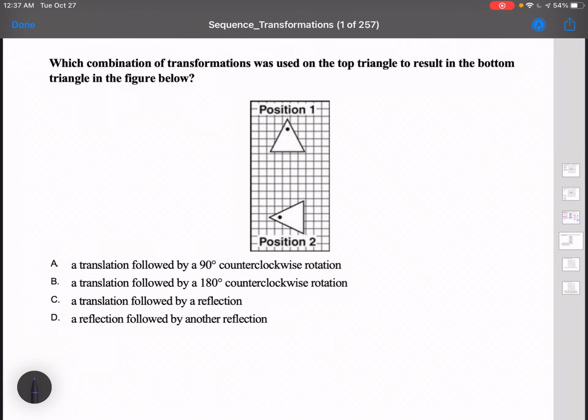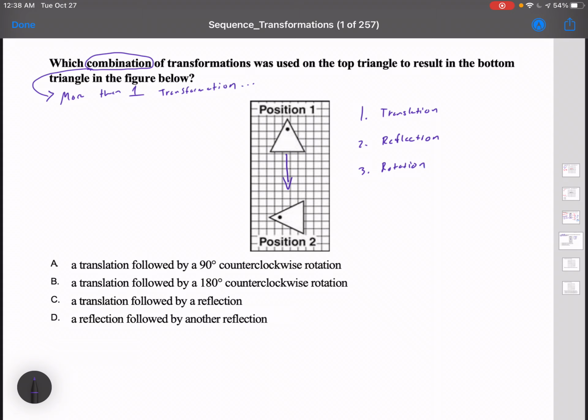It says which combination, remember, combination, more than one transformation, was used on the top triangle to result in the bottom triangle below. So we said that the shape had to move down. And remember our 3 transformations. We have translation, we have reflection, we have a rotation.